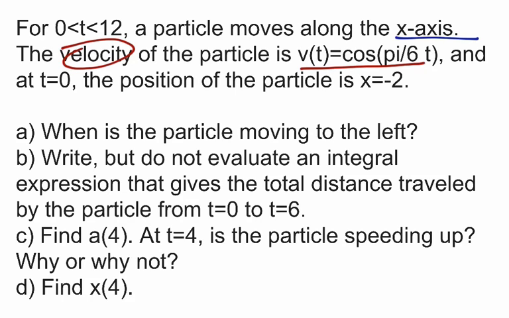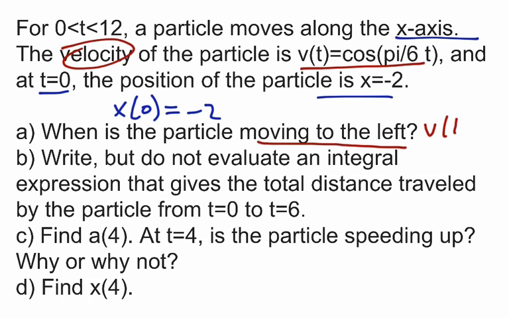And we're also given an initial position. The position at t = 0 is -2. So we can say that x of 0 is -2. That might come in handy later. Alright, let's go through the problem and figure out what to do at each point, at least starting off. So when the particle is moving to the left, remember that's a key phrase from the last video. If the particle is moving to the left, we're looking for where the velocity is negative.